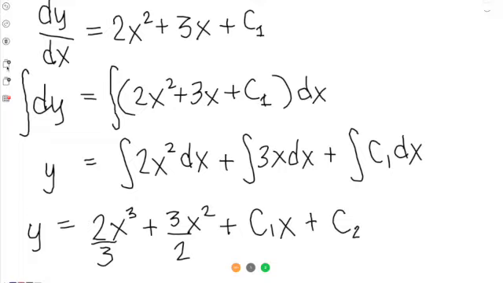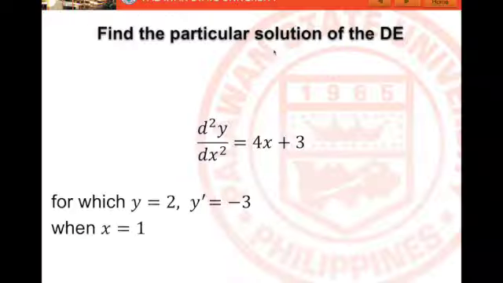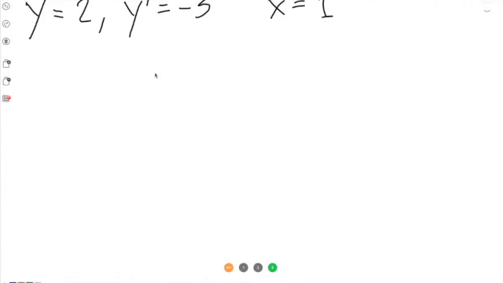So here we can solve for, let me write that again. So here we have y is equal to 2, y prime is equal to negative 3 when x is equal to 1. Let me check that. Okay, 2, negative 3, and 1.